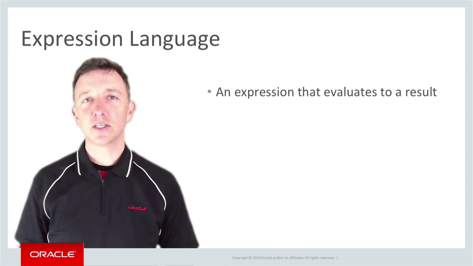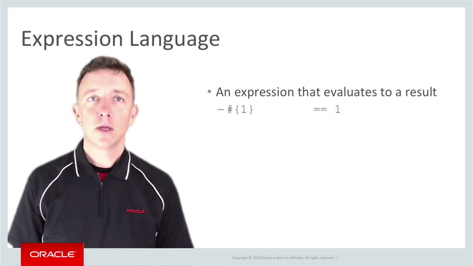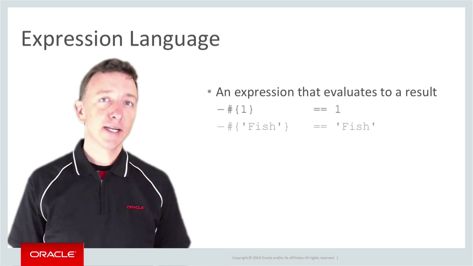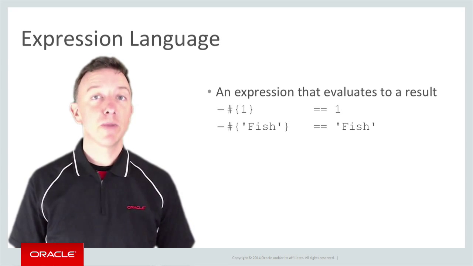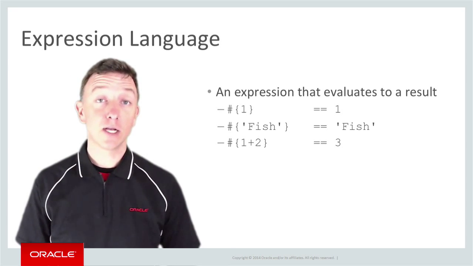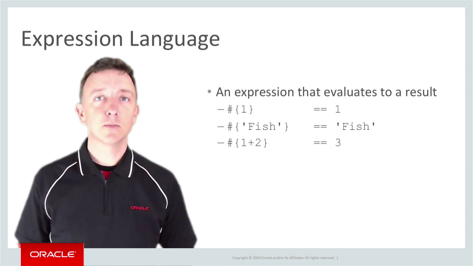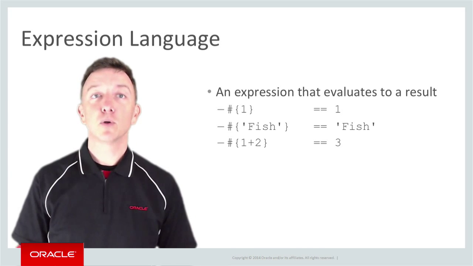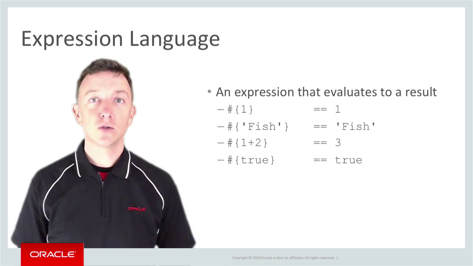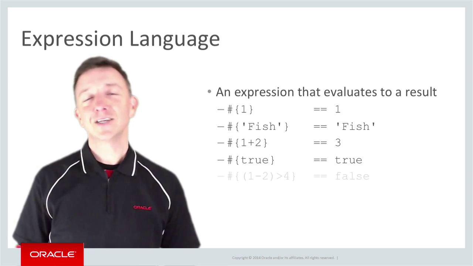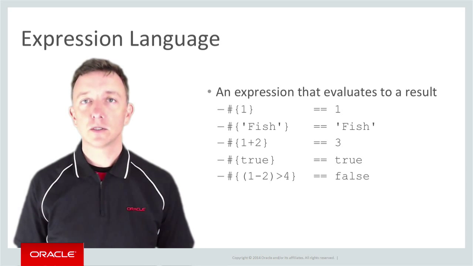A very simple expression is just the value 1, for example, which evaluates to 1. In turn, expressions can include strings like this single quoted word fish. Or expressions can include mathematical functions like 1 plus 2, which evaluates to 3. As we saw earlier, expression language is not just limited to mathematical expressions, but we can use Boolean expressions too. So this very simple expression, true, evaluates to true. And a slightly more interesting example, 1 minus 2 is greater than 4 evaluates to false.